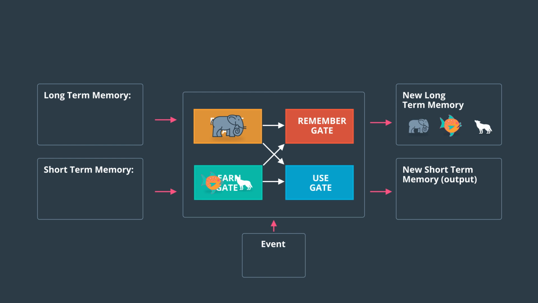And finally, the use gate is the one that decides what information we use from what we previously know plus what we just learned to make a prediction. So it also takes as inputs the long-term memory and the new information, joins them, and decides what to output. The output becomes both the prediction and the new short-term memory.